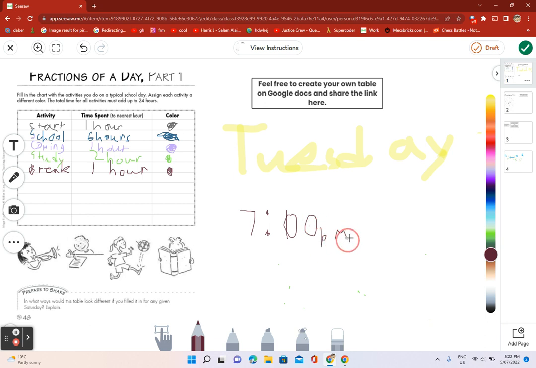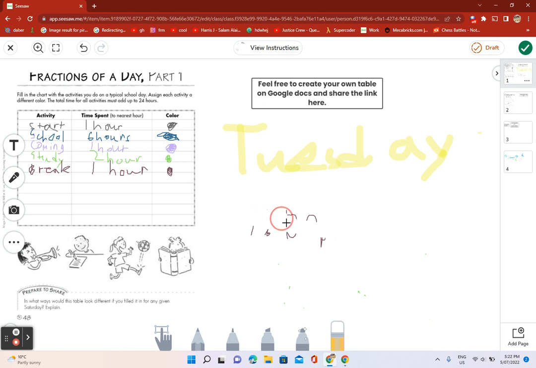Now I have 15 minutes to go to the chess club. But the funny thing is that if you round 15 minutes, you're actually going to round down to 0 hours. So there's no point of writing that down in this table, but basically I could say driving for 25% of an hour. Okay?